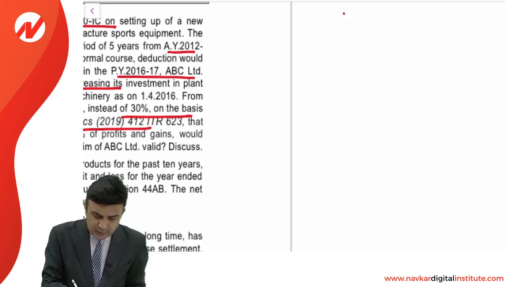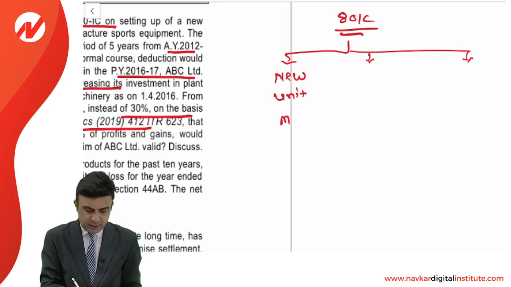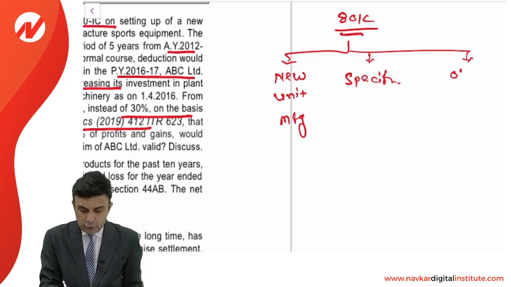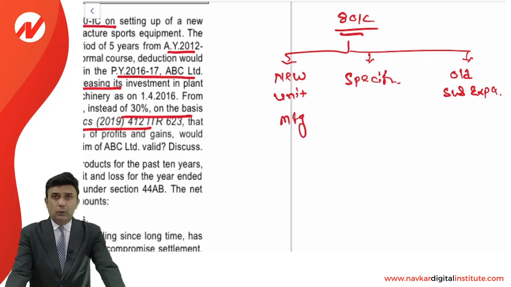Friends, ATIC is available in 3 categories. If you start a new unit which is manufacturing, if you start certain specified businesses, or you have an old unit but you go for substantial expansion. Originally there was 10C which is being converted into ATIC. People were having the fear.